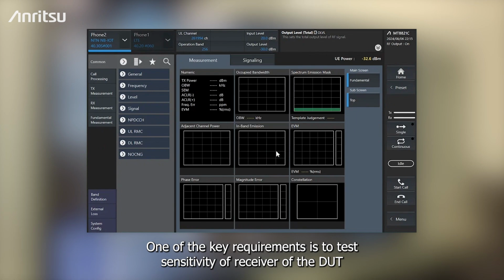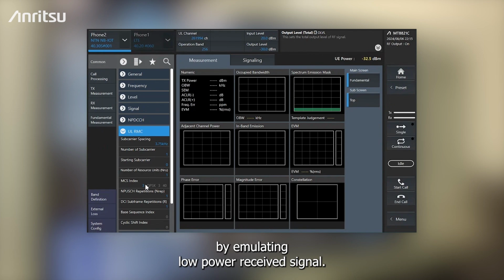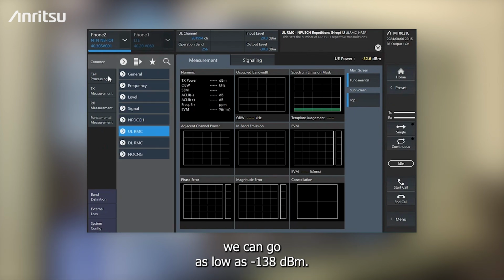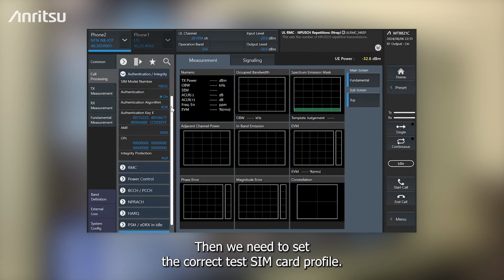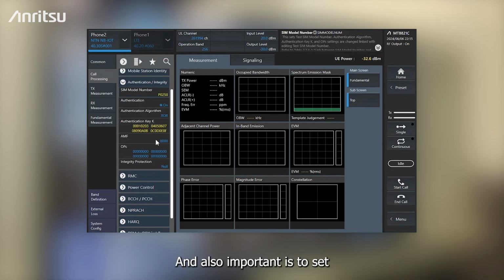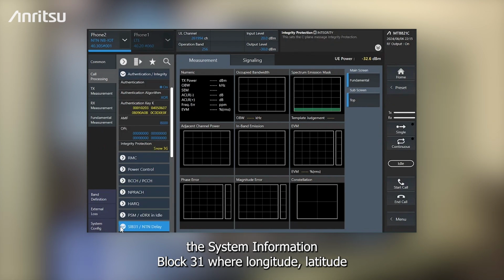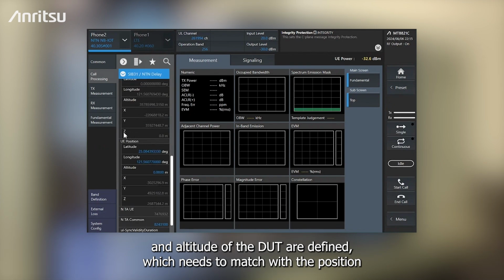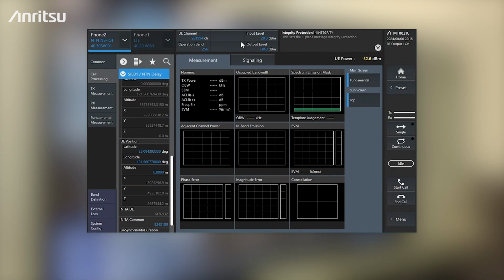One of the key requirements is to test the sensitivity of the receiver of the DUT by emulating a low power received signal. By applying repetitions, we can go as low as minus 138 dBm. Then we need to set the correct test SIM card profile, and also important is to set the System Information Block 31, where longitude, latitude and altitude of the DUT are defined, which needs to match with the position defined in the DUT to correctly calculate the propagation delay.